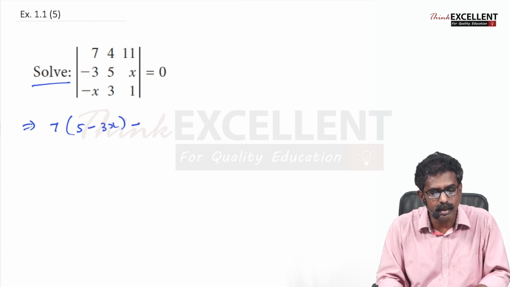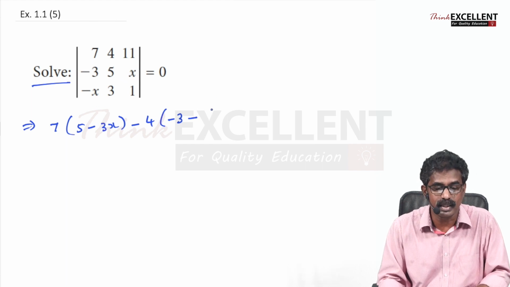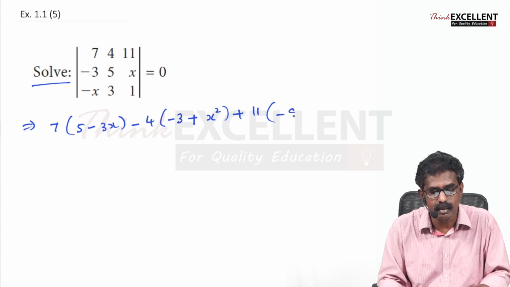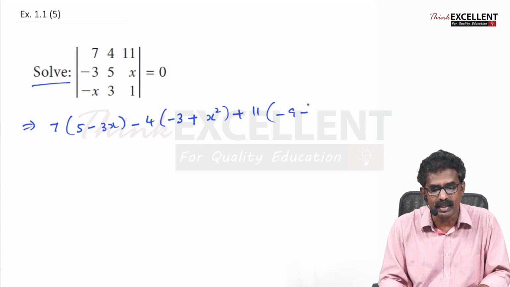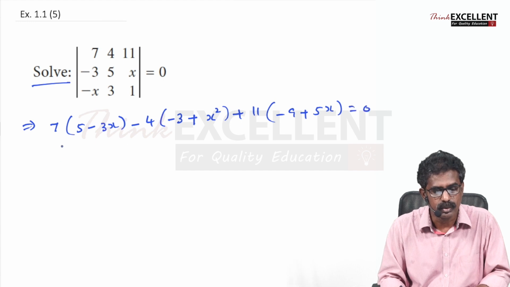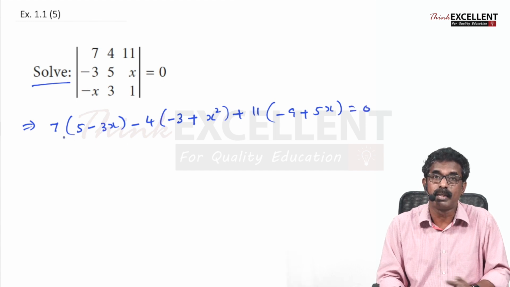Take the second number, minus 4 into, so leave the row and column. So minus 3 into 1, minus 3, minus x into x is minus x square. It's here already minus, so plus x square. Plus 11 into, leave the row and column, minus 9, minus 5x. So you'll get plus 5x equal to 0. So you cannot simplify anything. Just multiply term by term.